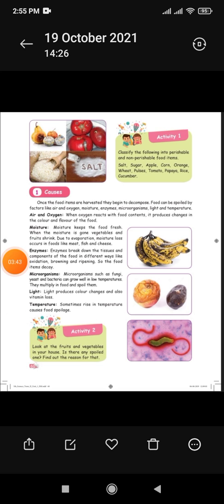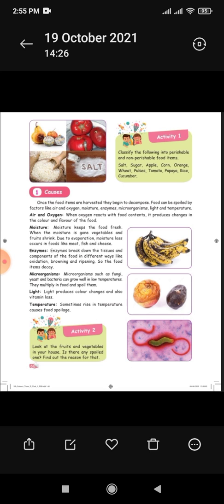The next one is enzymes. Enzymes break down the tissues and components of the food in different ways, such as oxidation, browning reaction and ripening. These enzymes break down the tissues in the fruits and vegetables.